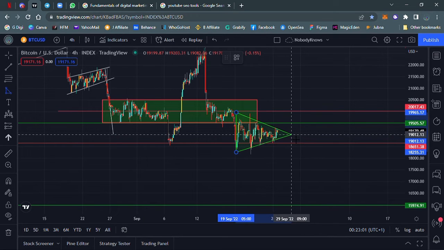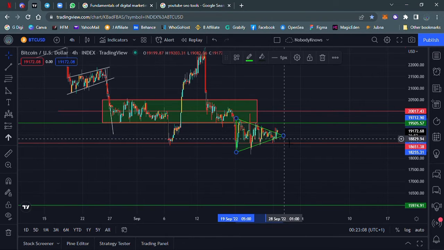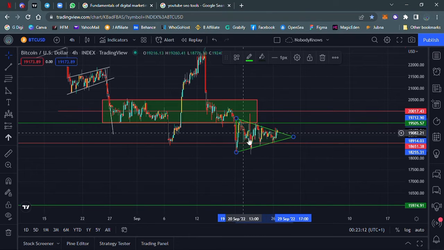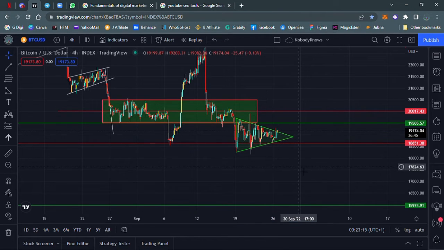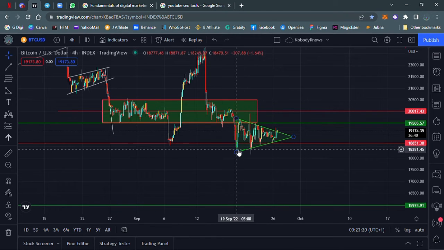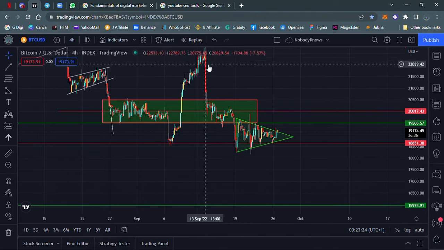Yep, good. This is a symmetrical triangle, which seems to have even broken out, right? Let's see. I'll check these confirmations. I'll be sending the signal for this into the free Telegram group. But we have the market coming from up, and we remember what we said. The symmetrical triangle is usually a continuation pattern, meaning that it is going to continue from here.